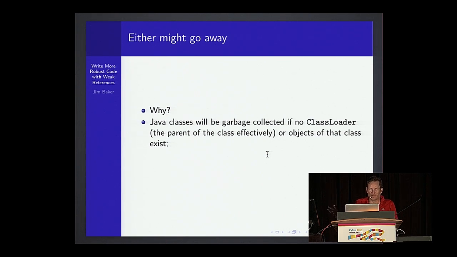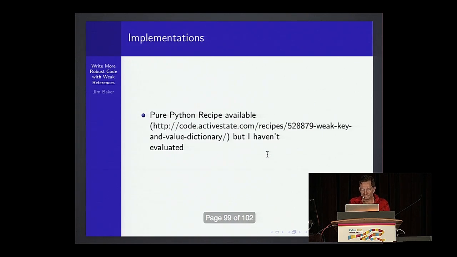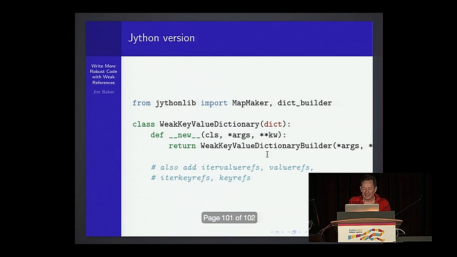The Java classes in this particular case will be garbage collected if no class loader or the objects of that class exist. But the Python usage of this class will be GC'd if there's no usage on the Python side. So you don't want that mapping to unnecessarily hold things. If they are still in use, you want it to be held. But if they go away, then there's no point for this mapping at that point. There's a pure Python recipe available for this. I haven't really evaluated this. There's an easy Jython version, which I'll show because I like to show off Jython occasionally.